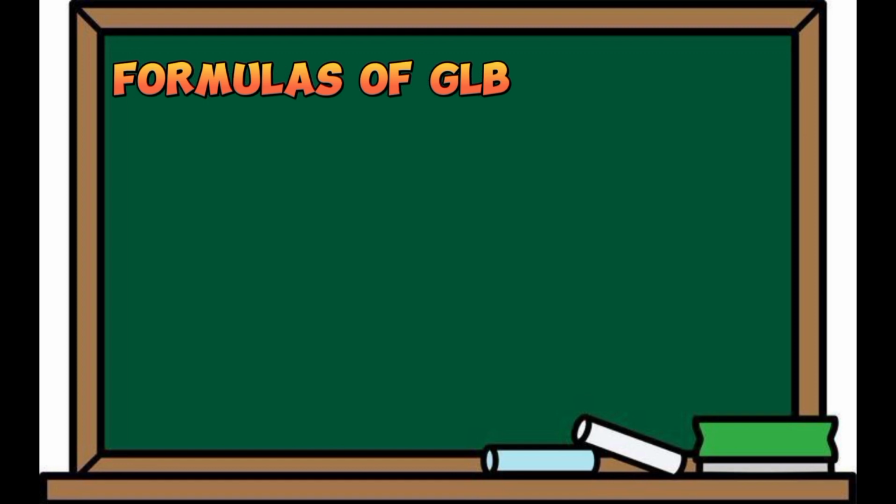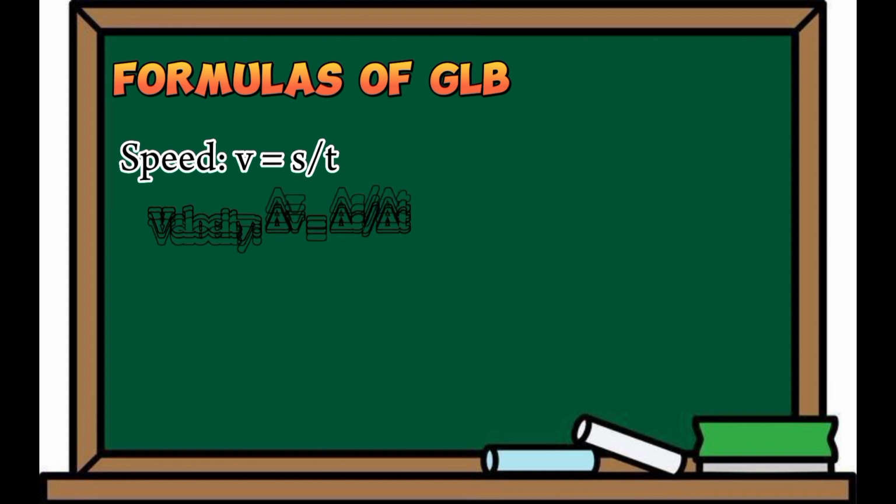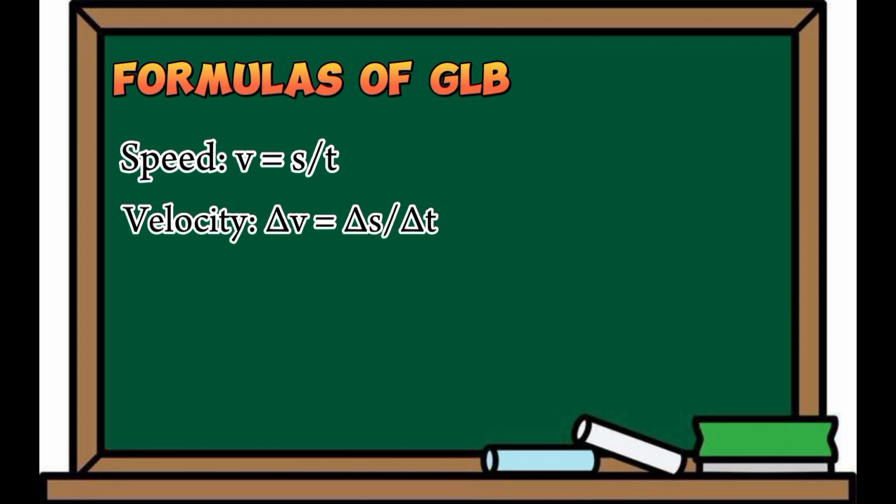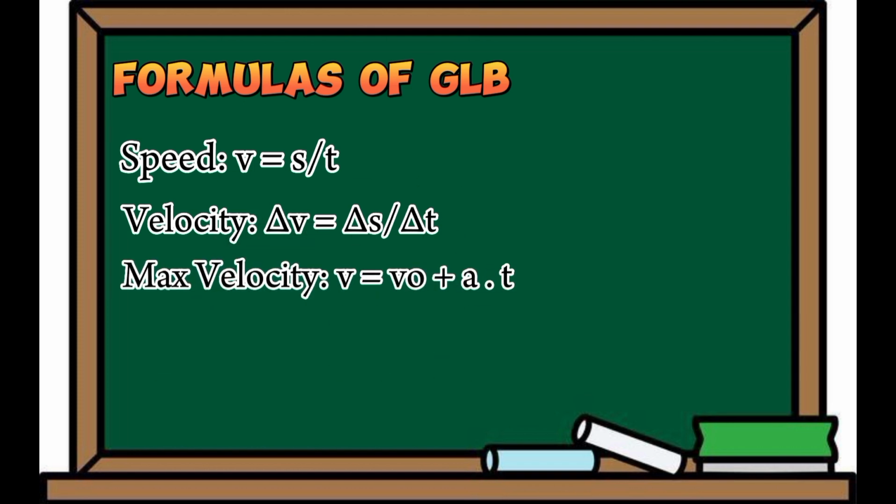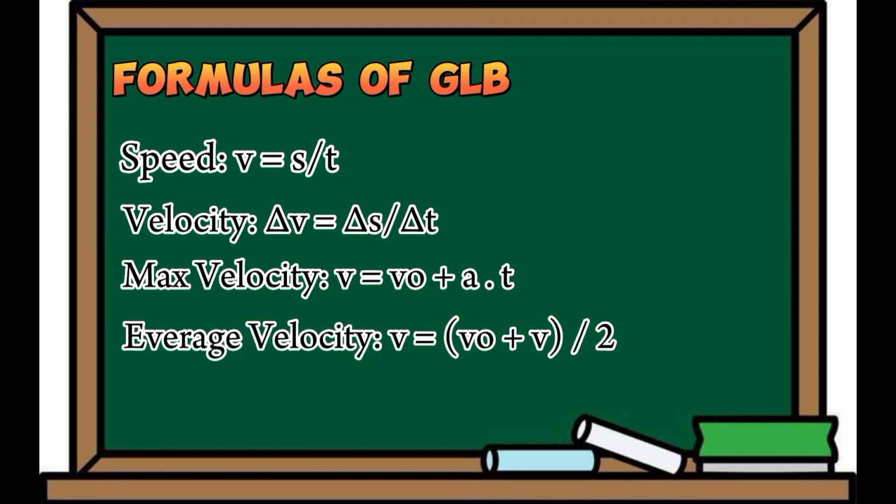The formulas of GLB. First of all, speed. Speed equals distance over time. Number 2 is velocity. Velocity equals the delta of distance over the delta of time. Next, to calculate max velocity, we use a formula: max velocity equals initial velocity plus acceleration times time. To calculate average velocity, we use initial velocity plus final velocity over 2.